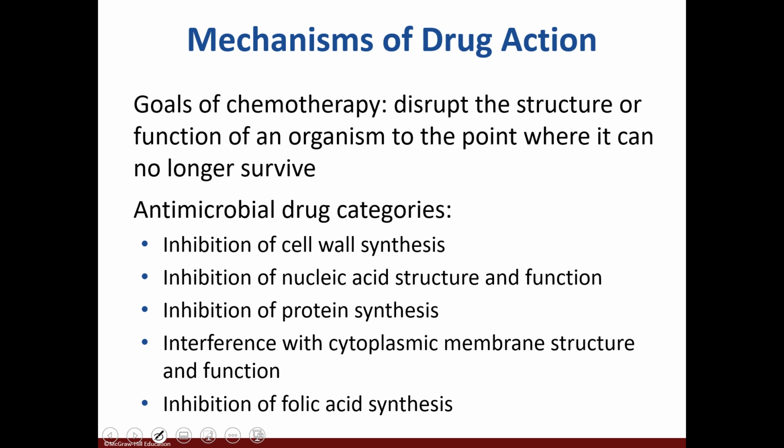Those drugs that target the cell membrane are pretty toxic to us, and the more closely related the microbe is to our cells, the more difficult it is to have selective toxicity. There are several targets of an antimicrobial drug that can be deadly to the microbe. These include the cell wall, DNA, RNA, proteins, the cell membrane, and folic acid synthesis.